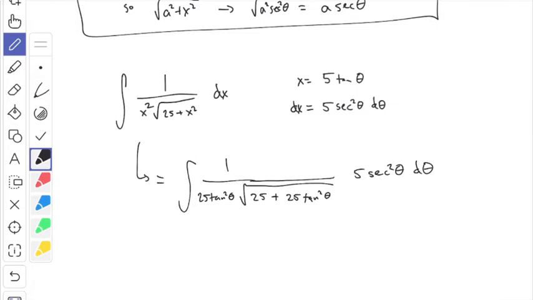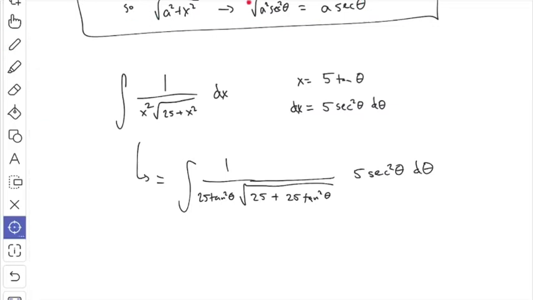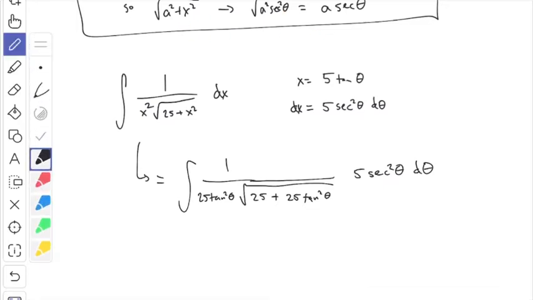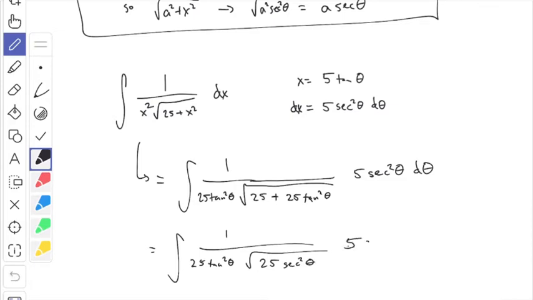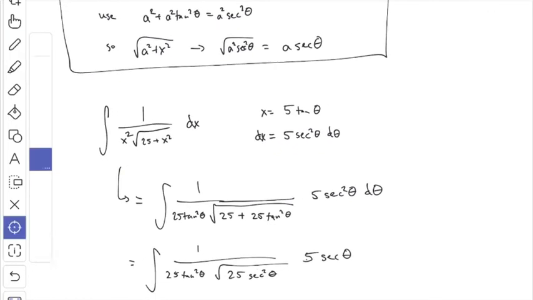And now we're going to try to simplify everything. So first of all, the square root part will simplify according to what I wrote at the very end here. Inside the square root, 25 plus 25 tan squared theta turns into 25 secant squared theta. I'm using this formula for the tangent. This is a true fact about the tangent, which is related to the fact that sine squared plus cosine squared equals 1 if you rearrange everything. So 25 plus 25 tan squared theta is the same as 25 secant squared theta.